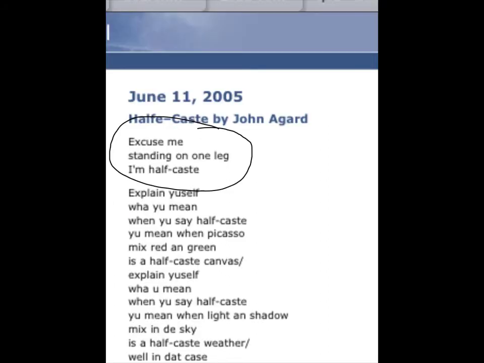The poem begins with a short, sharp, three-line stanza in which Agard explains that he is standing on one leg because he is half-caste. It's as though he is addressing the reader and saying, "What do you expect?" In addition, when he says yourself and you, he is addressing the reader directly. This is almost confrontational, and it makes the reader feel guilty about any judgments we may have made.